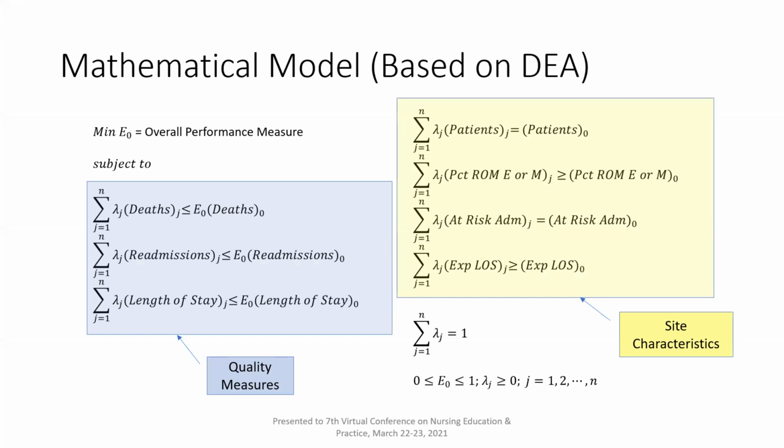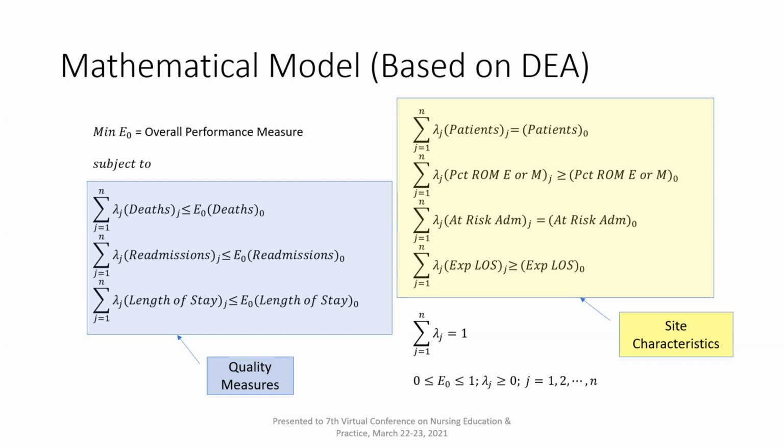We looked at quality measures. These are what we defined as SIPs, or smaller is preferred. And so if you look on the left side of the quality measures, these are the hospitals under evaluation. We want the deaths compared to the target to be less than or equal to the target hospital, the readmissions to be less or equal to the target's readmissions, and the length of stay to be less or equal to that target hospital.